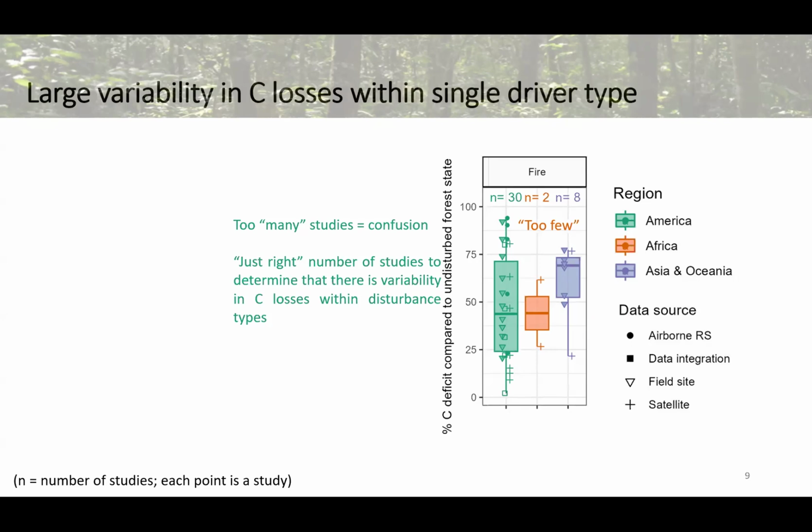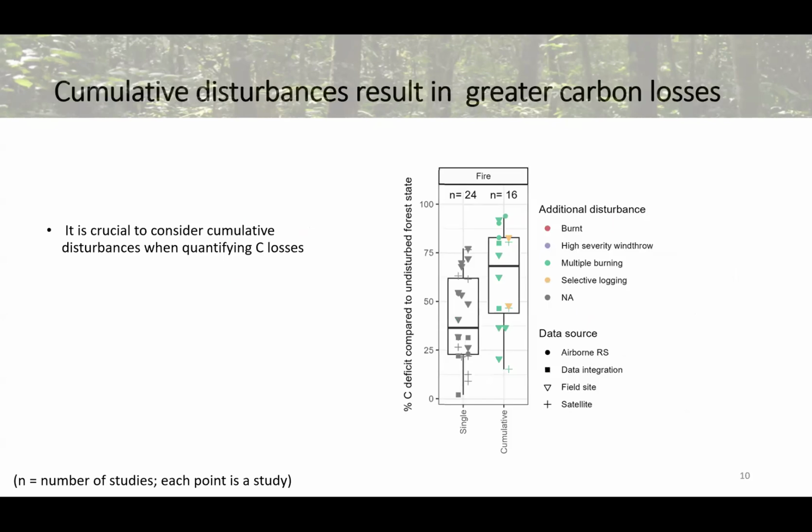And so we looked at this in a bit more detail. We split up the studies that looked at cumulative disturbances, that's on the right of this little figure, and studies that just had single fire emissions in their study. And what we can see here by looking at the mean, the crossbar, is that there are clear differences in the carbon deficit in single versus cumulative disturbance events, whether that's multiple burnings, which you can see in green, or also some studies also looked at the impact of co-occurring disturbances such as fire compounding with selective logging.